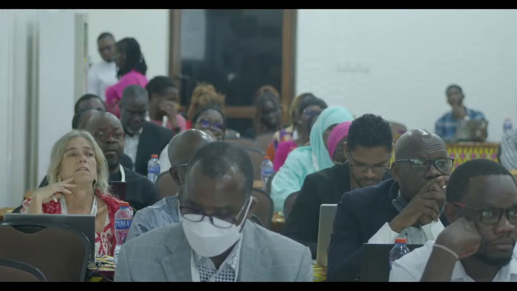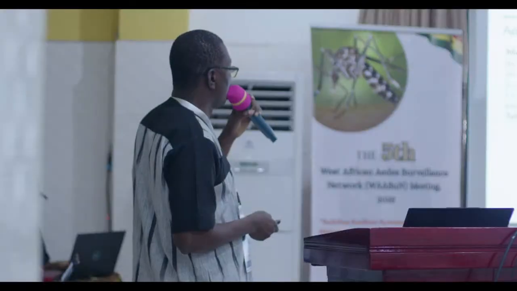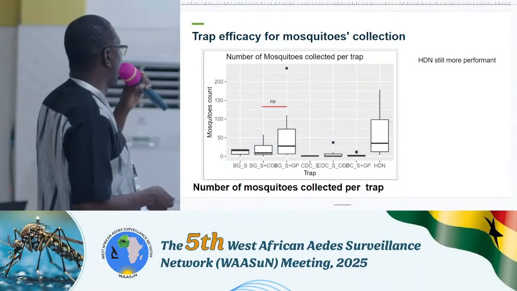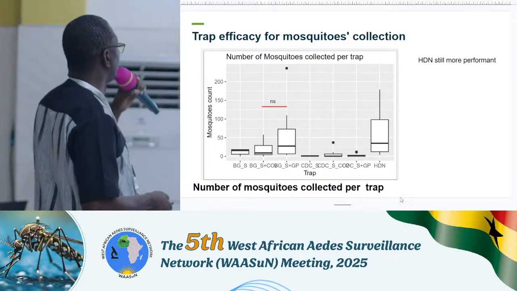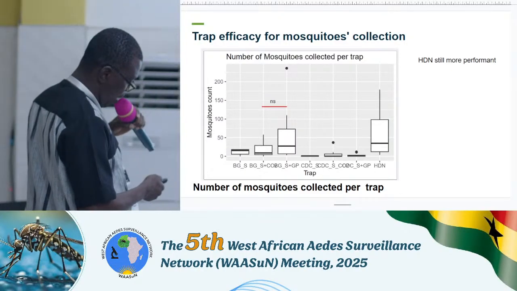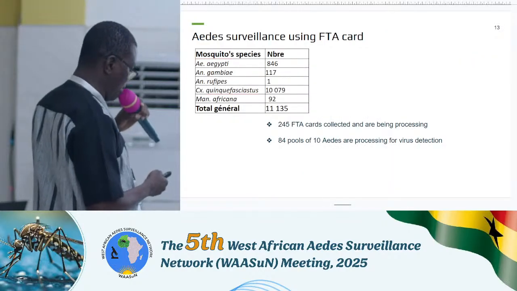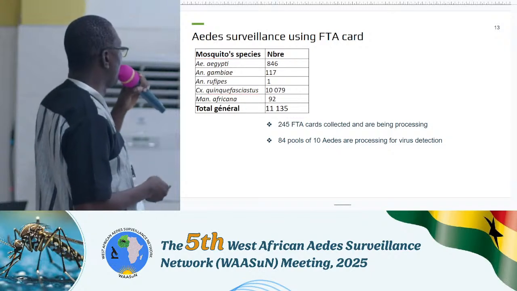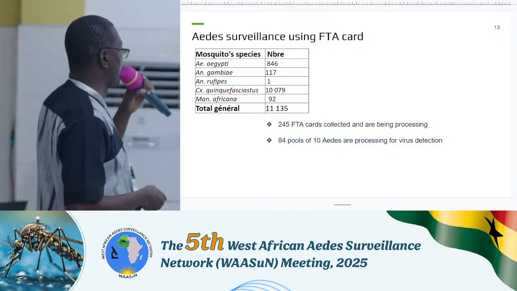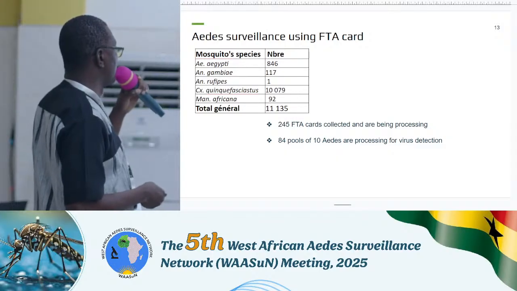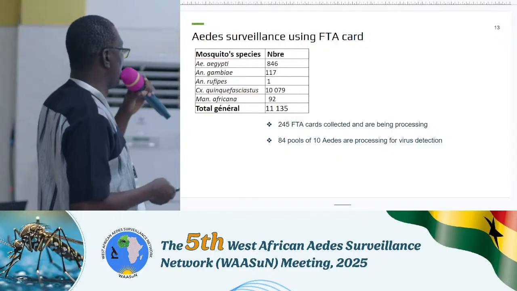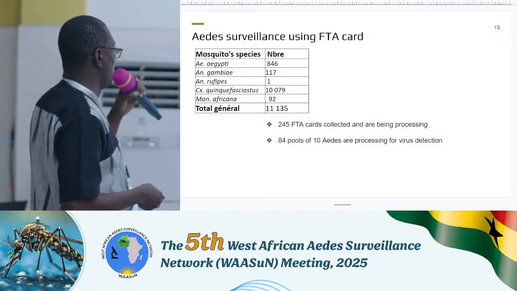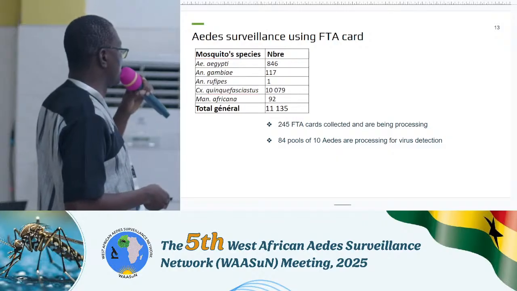Okay, so we set up 30 traps using BG plus CO2 and FT card. We succeeded in collecting around 100 Aegypti out of 11,000 mosquitoes collected. And we collected also 245 FT cards where we will identify virus. We did around 84 pools of Aedes mosquitoes, 10 per pool.